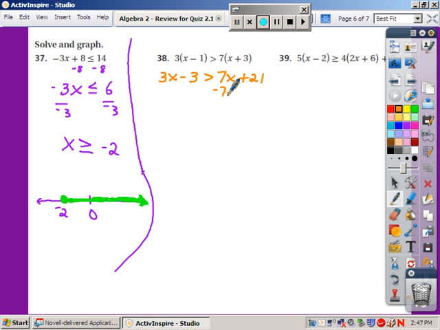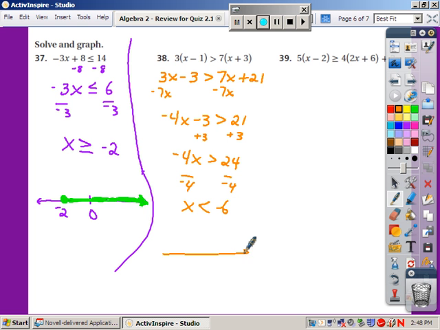To subtract 7x, we'll get negative 4x minus 3 greater than 21. I'm going to add 3. Notice that I've kept that inequality symbol the same way the whole time. Okay, until right here when I divide by a negative 4. When I do that, I get x. Now I'm going to reverse that, less than negative 6.